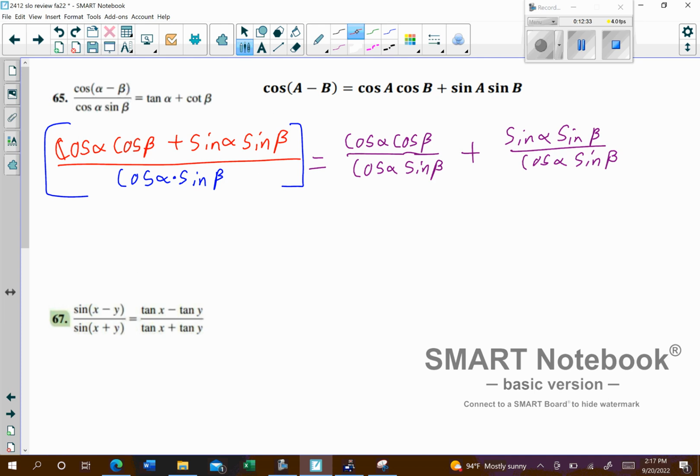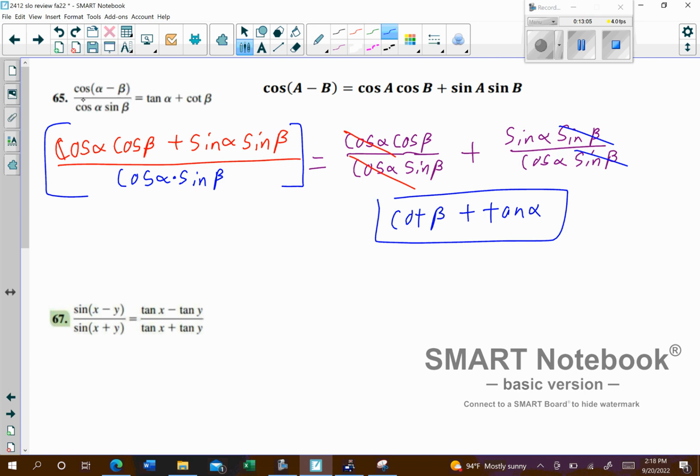And then what works out really nice is I had some cancellations. This is going to cancel with this. And right here, sine of beta cancels with sine of beta. Then cosine of beta divided by sine of beta simplifies into cotangent of beta, plus sine of alpha over cosine of alpha simplifies into tangent of alpha, and I'm done. So I proved that what we started with is equivalent to this.